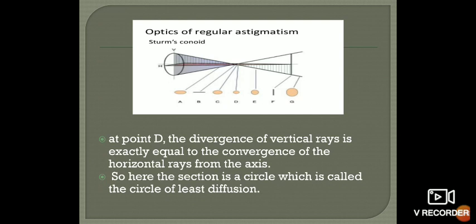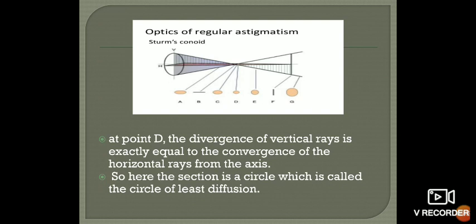So at point D, what happens? Divergence of vertical rays is exactly equal to the convergence of horizontal rays. So here the section is circular, and this is called the circle of least diffusion. Remember, okay.